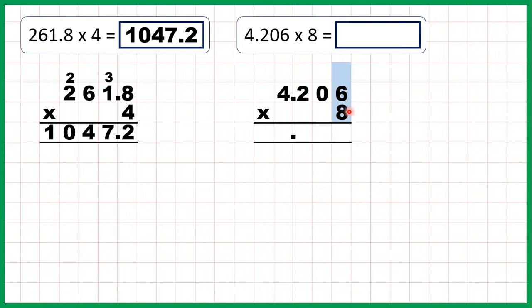Now 6 times 8 is 48, so 4, 8. 0 times 8 is 0, plus 4 is 4. 2 times 8 is 16, so 1, 6. And 4 times 8 is 32, plus 1 is 33. So our answer is 33.648. And it's really important that we remember the decimal points and get the decimal points in the right place.